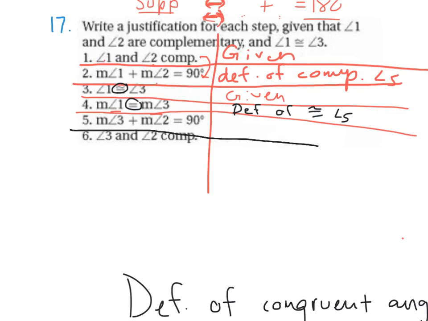Now let's look at step 5. So we got step 5 from using step 2 and step 4. So we know that angle 1 plus angle 2 is equal to 90, but we also know that angle 1 is equal to angle 3. So we can cross angle 1 out and put in angle 3 here, and we get this equation. The measure of angle 3 plus the measure of angle 2 is equal to 90. So when we cross something out and put something back in, we are substituting. So the justification for step 5 is substitution.